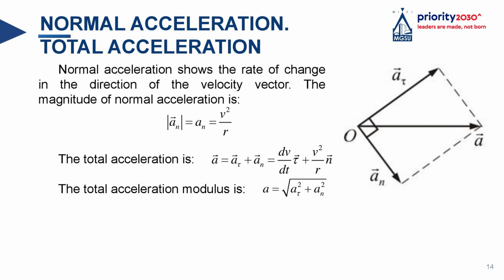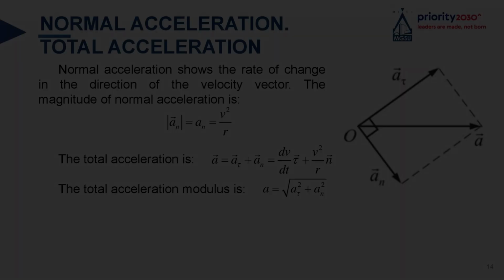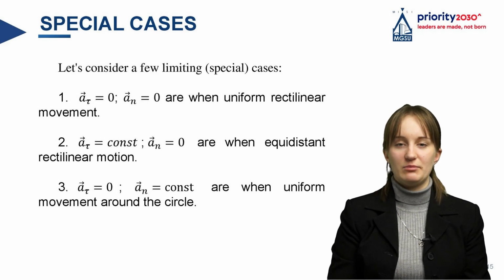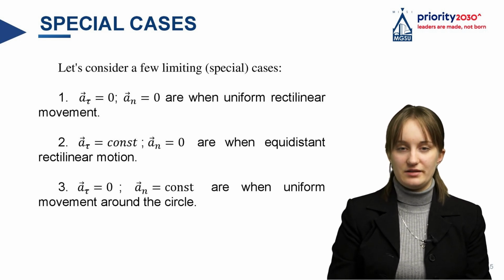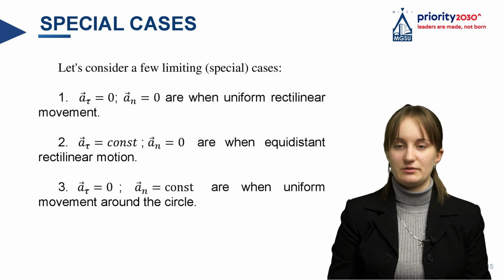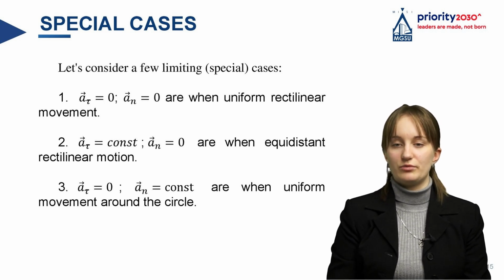And you can find the fourth figure in the slide. It shows the relative position of the acceleration vectors. As can be seen from this figure, the total acceleration modulus is the square root of a squared tau plus a squared n. Let's consider a few limiting special cases. The first one is uniform rectilinear movement. The second is equidistant rectilinear motion. And the last one is uniform movement around the circle.